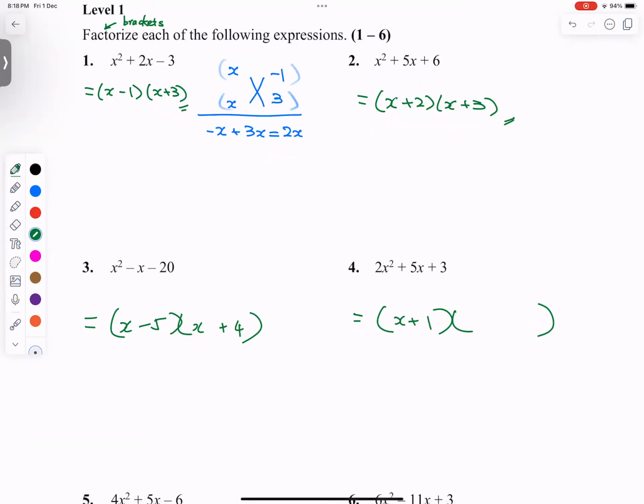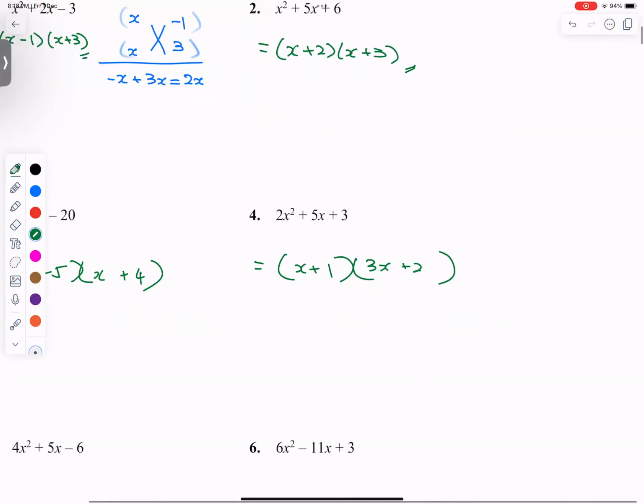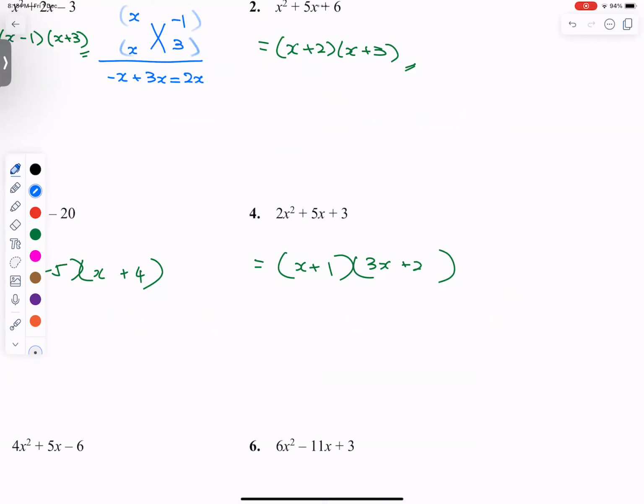Okay, wait, sorry, wait. Let's check your cross method then for the last one. It's obviously wrong. Yeah, because x times 3x does not... I think I put wrong. I put wrong calculator.